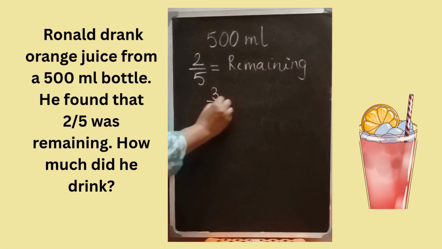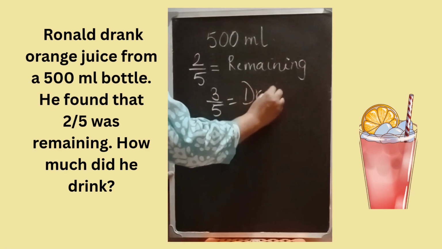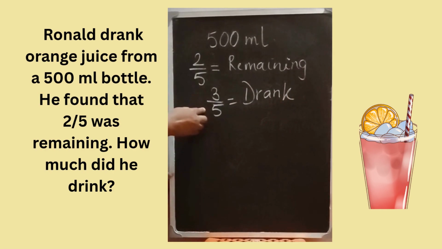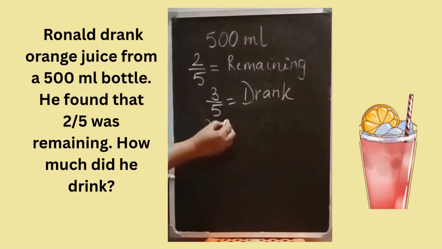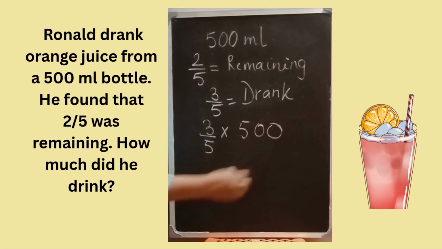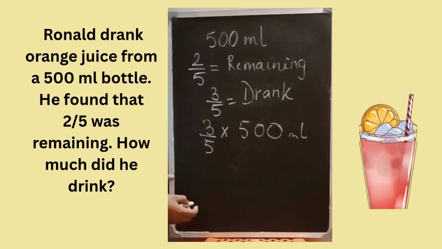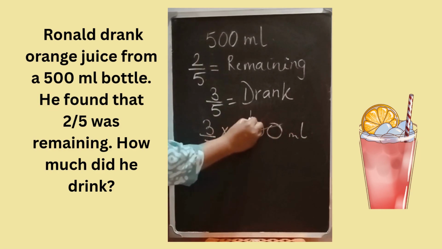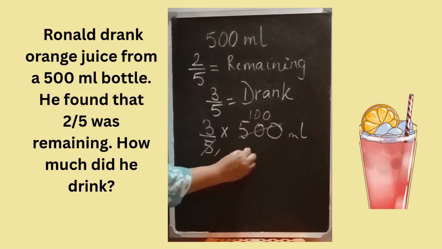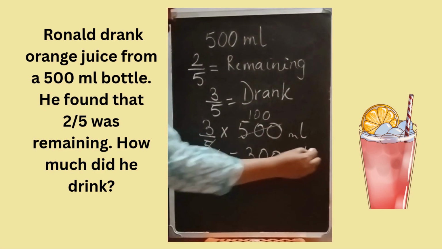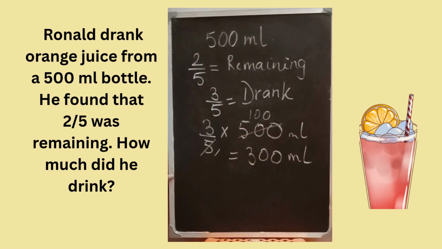Now, what is the fraction of juice that Ronald drank? If 2/5 is remaining, 3/5 is the fraction of juice which Ronald drank. Now let us find how much is 3/5 of 500 ml. We will simplify, very easy to simplify. 3 into 100, 300. So Ronald drank 300 ml juice from the bottle. This is the answer.